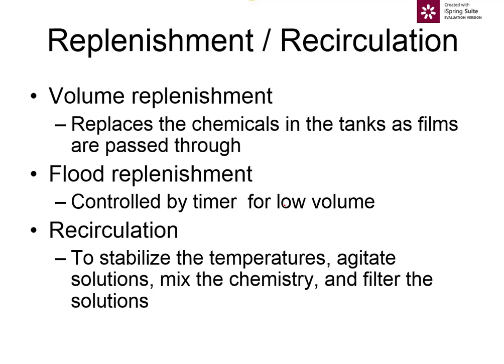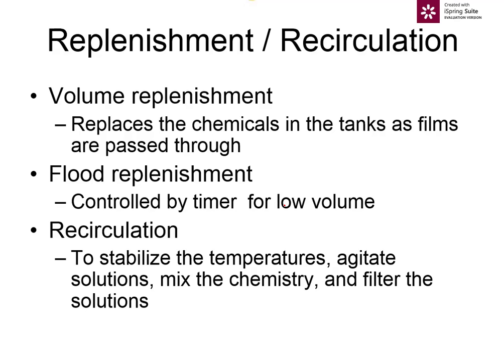Okay? Now, replenishment meant changing out the chemicals on a limited basis, and we had two different ways of doing this. Volume replenishment meant that you circulated the chemicals, you added new chemicals in, and older chemicals were pumped out as each film passed through. The amount of chemicals would be related to the size of the film. So you'd have a little bit for a little size film, and a big bit for a big size film.